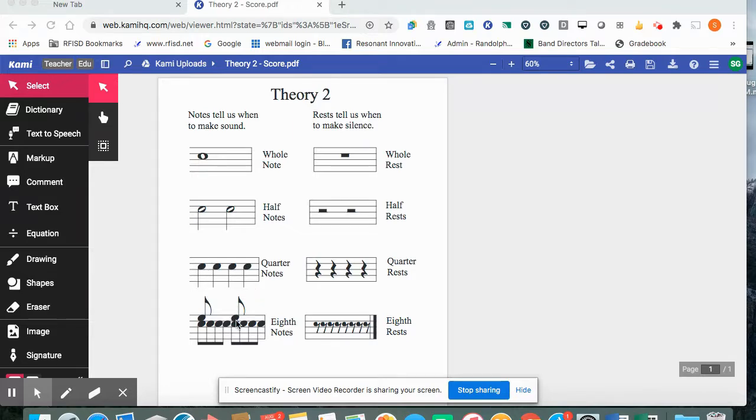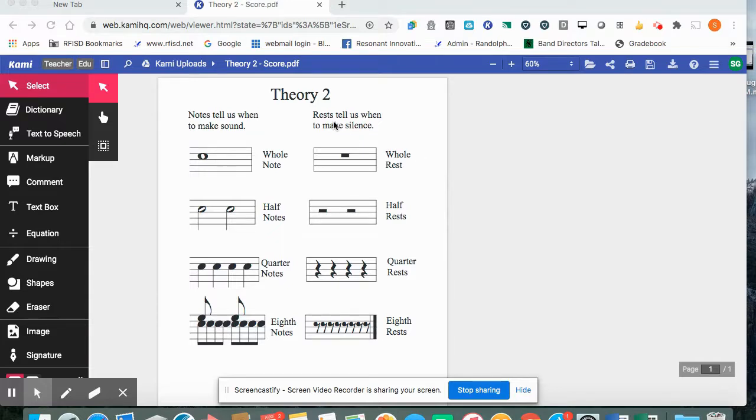Then we have eighth notes. A single eighth note is going to be a note head, stem, and a flag. This is what an eighth note looks like. If we have a bunch of eighth notes, we connect them with a beam. It's like we took these flags and straightened them out and connected them together to make a beam. So this is a stream of four eighth notes here. This is a single eighth note. An eighth note, of course, is called an eighth note because it's 1/8 of a whole note. It takes 8 eighth notes to make a whole note.